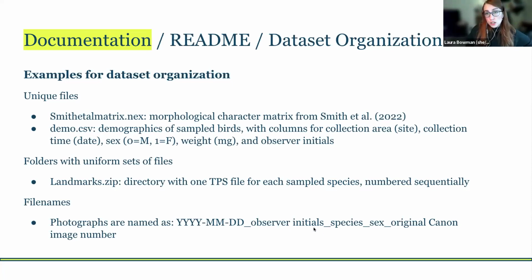And then this is what I was talking about with naming conventions. This is typically what they look like when you write down a naming convention. You'll have the date, observer initials, species, sex, and the image number, so that you don't have to write any more details in the README. Users already know what each file is going to contain based on how it's named. This is really something important to remember for repetitive files.